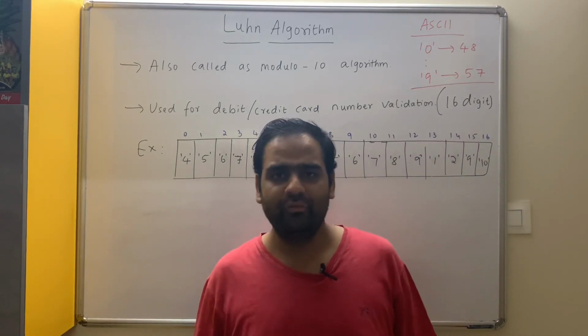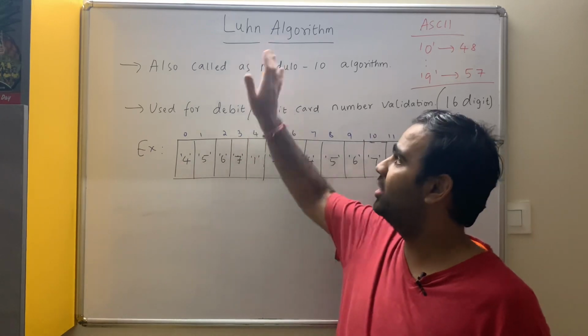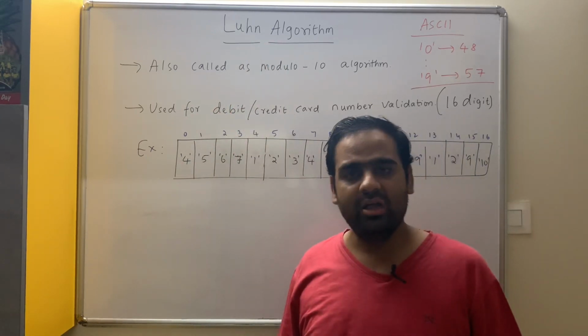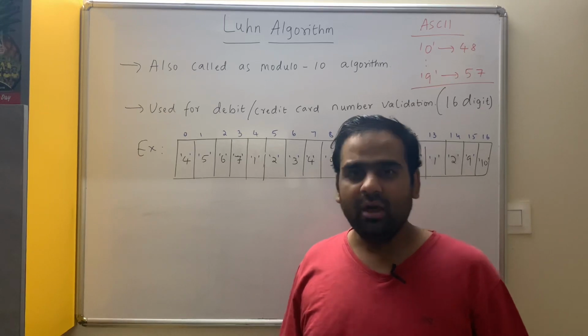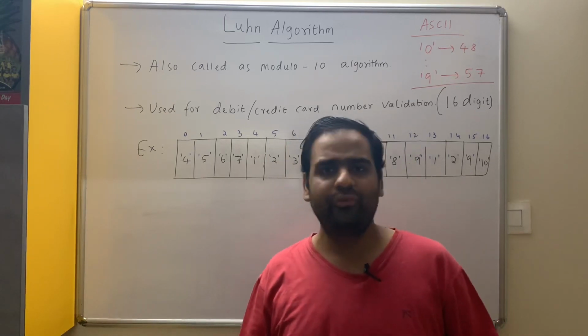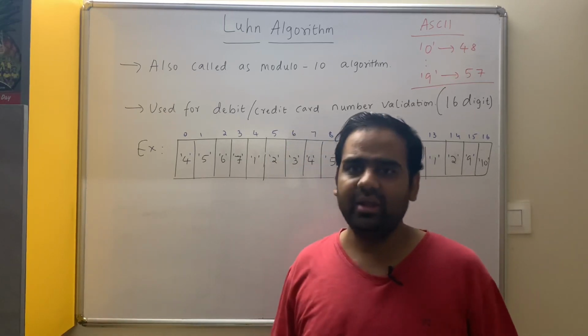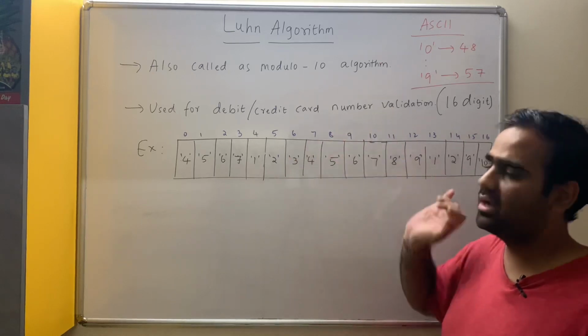In this video, we will see what is Luhn algorithm. It is also called as modulo 10 algorithm. Now this algorithm is used to verify or validate the credit card or debit card numbers.